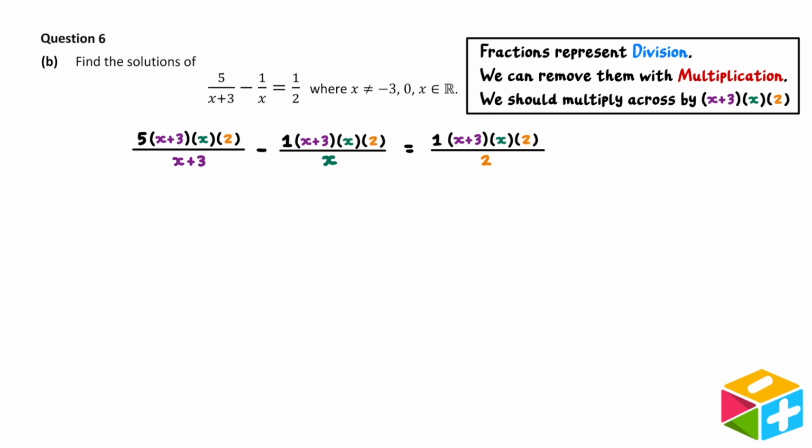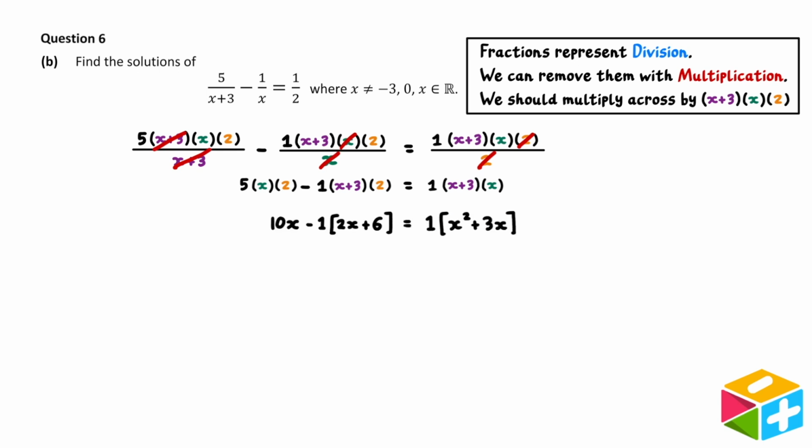Since multiplication is the opposite of division, a bunch of cancellations happen here. In the first fraction, the x plus 3's will cancel. In the second fraction, the x's will cancel. And in our third fraction, the 2's will cancel. This leaves us with a much simpler equation.